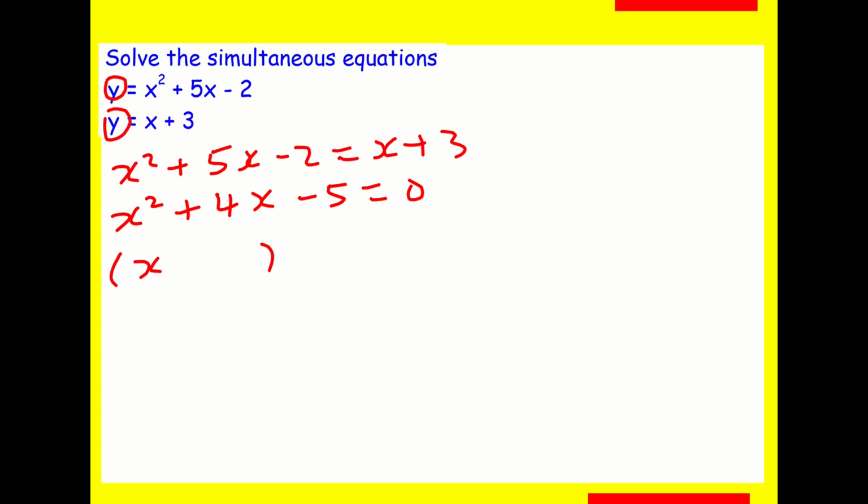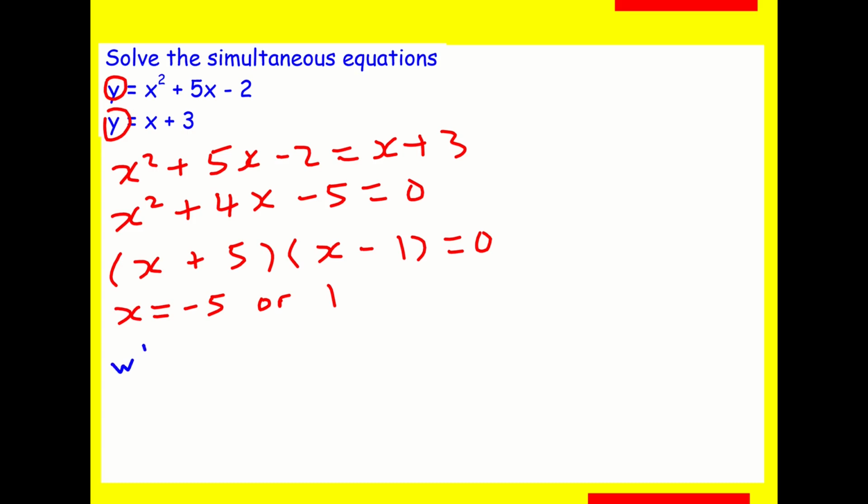We're going to get x squared plus 4x minus 5. How are we going to get a minus 5 when we times them, and a plus 4 when we add them? Well, the only way that it would factorize would be if I had a 5 and a 1. And I can see if I do plus 5 and minus 1, then it will work. And we're going to get x equals minus 5 or 1.